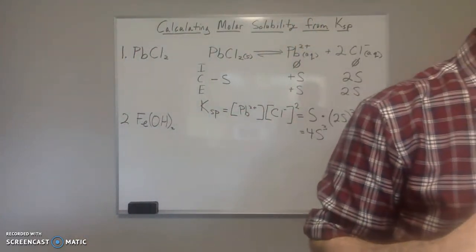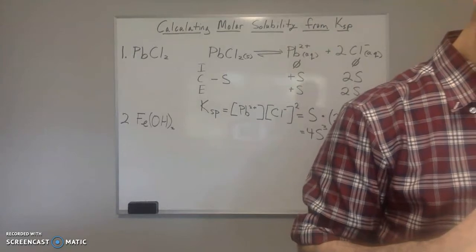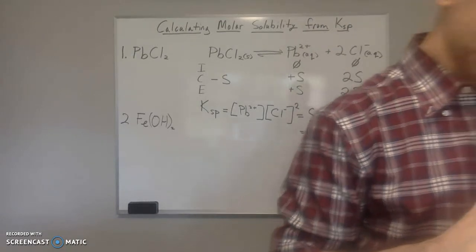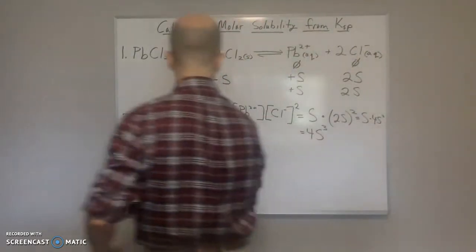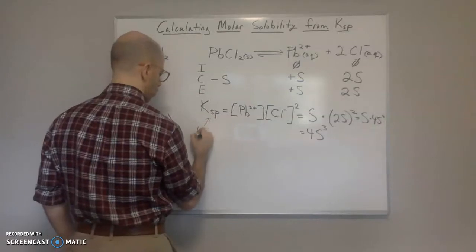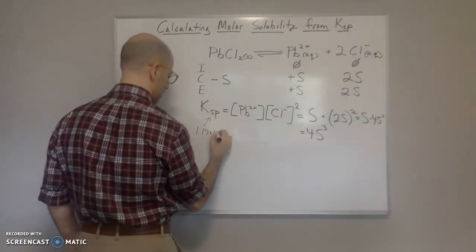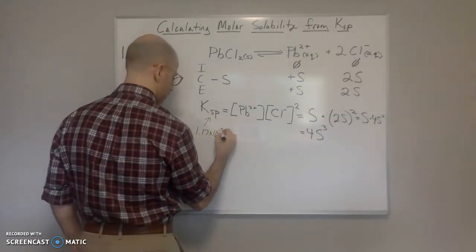Okay, so now we just need to know what the Ksp value is. So the Ksp value is 1.17 times 10 to the negative 5th.